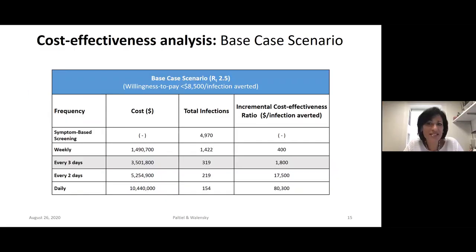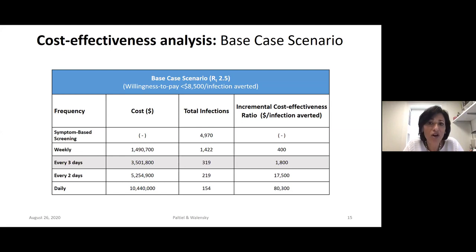You head to the base case. There we go. So this would be the list of our costs by each of the different strategies: weekly, every 3 days, every 2 days, and daily. The list of the total infections. And if you calculate that incremental cost effectiveness ratio, the one that comes closest to but under the willingness to pay threshold of $8,500 per infection averted is the every 3 day screening strategy. That's the one that's highlighted in gray.